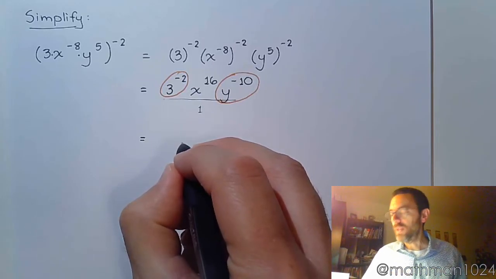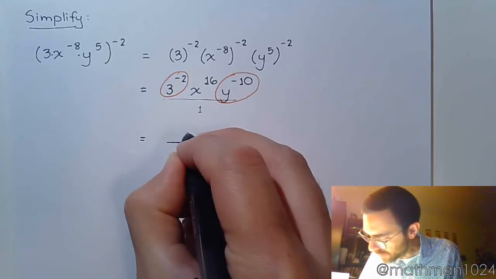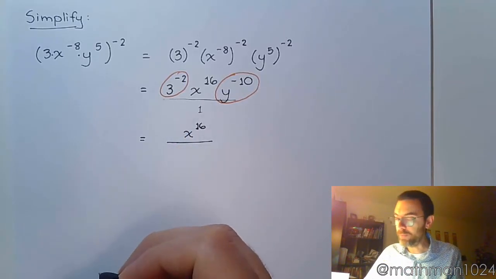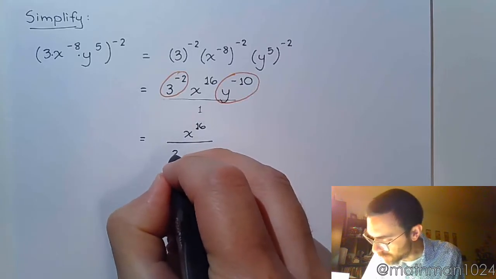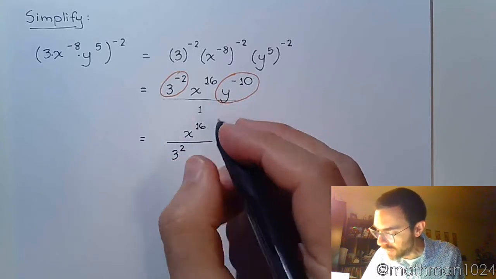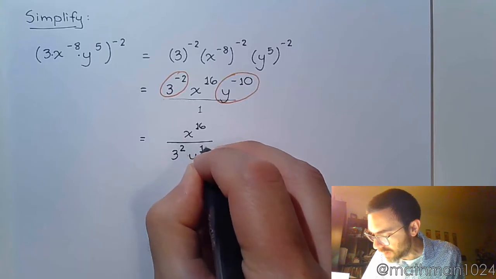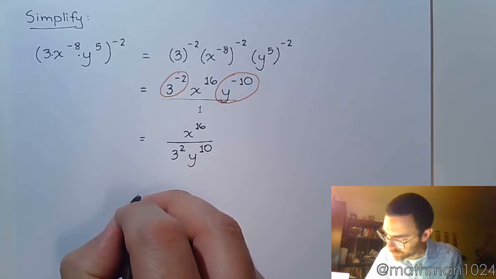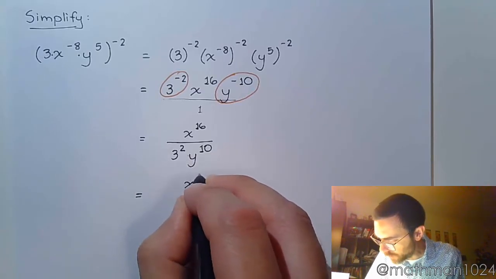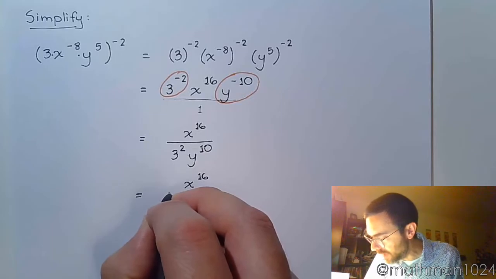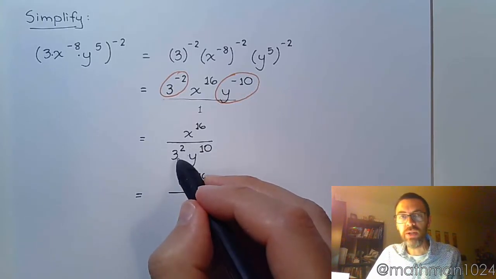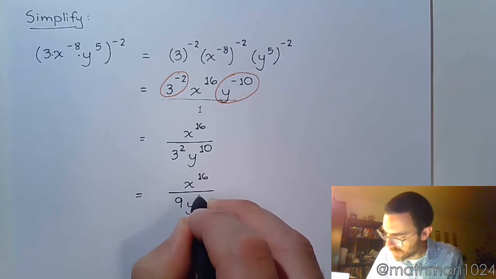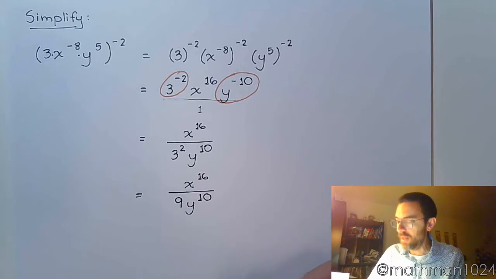Don't mess with x to the 16th. X to the 16th already has a positive power, so you don't need to do anything with that guy. Just leave him in the numerator. When this goes into the denominator, this becomes 3 to the positive 2nd, and this becomes y to the positive 10th. And then we can finish this, because first of all, you want to make sure that you don't leave any negative powers, and then you want to make sure that any numbers raised to a power get evaluated. So 3 squared is 9, and then we have y to the 10th.